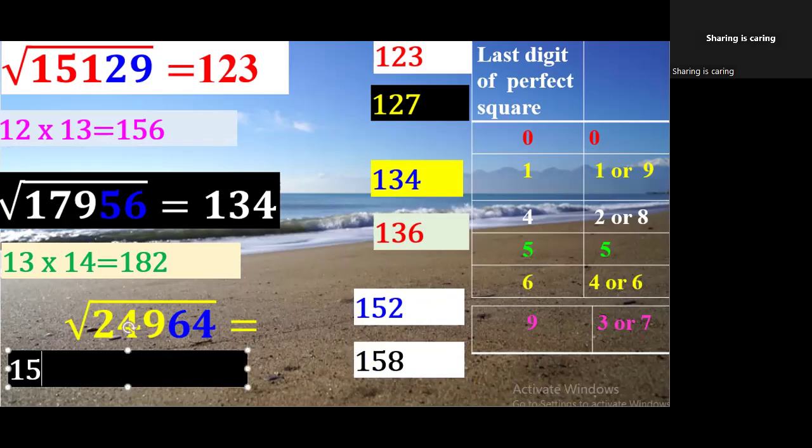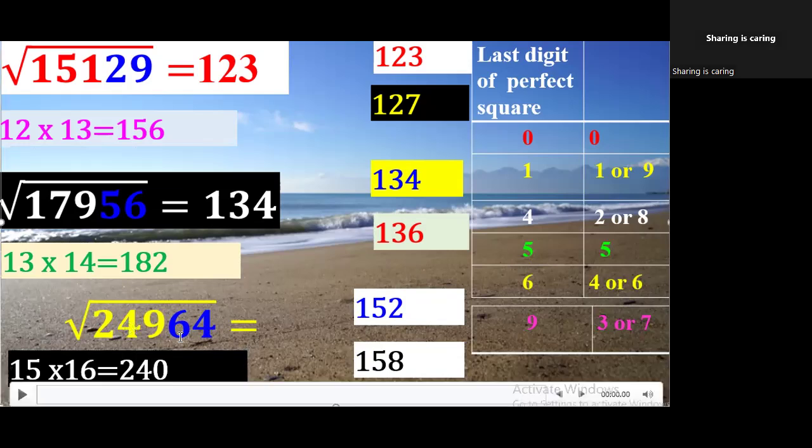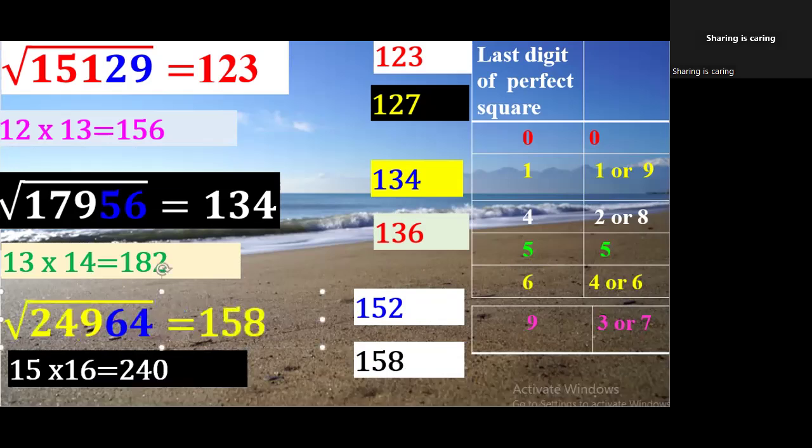You need to multiply this one by 16 to determine whether it will be 152 or 158. So multiply 15 by the next number, 16, which is 240. Now, keep in mind that 249 is greater than 240. Therefore, you will take the largest number. The largest number is 158. That's very simple. Just apply the 3 steps.